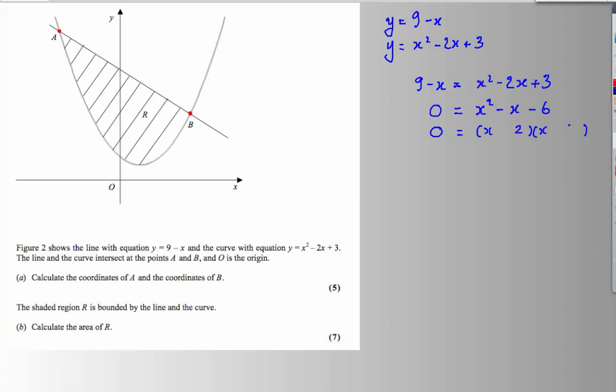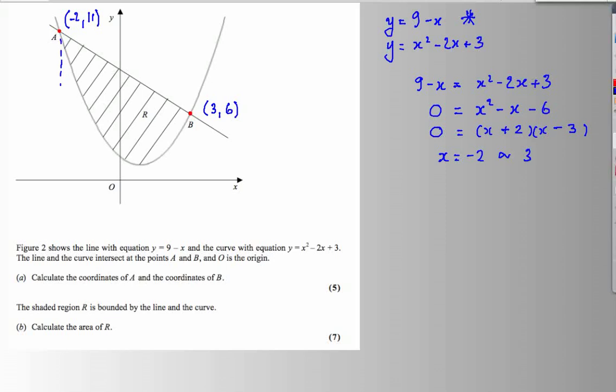Two 3's are 6, minus 3x plus 2x gives me the minus x, and so I've got x equals minus 2 or x equals 3 to make both those brackets 0. I'll go back to this one as being the easiest. I can go back to either, but that's easier to find the y coordinates. 9 minus 3, that's 6. And this coordinate here, minus 2: 9 minus minus 2 is 11.